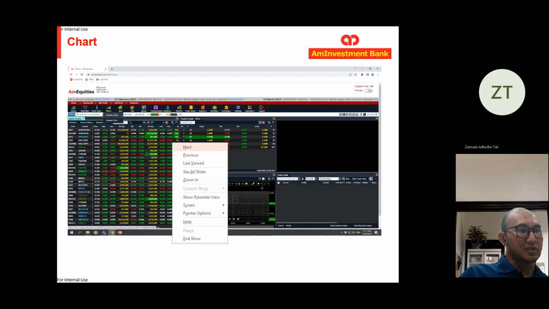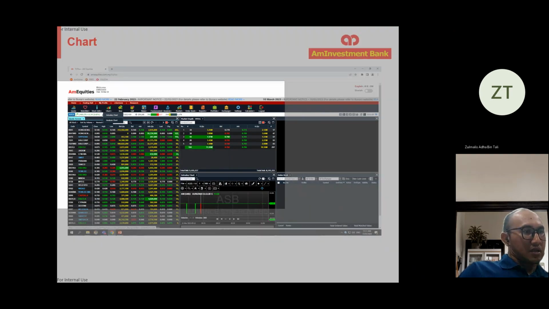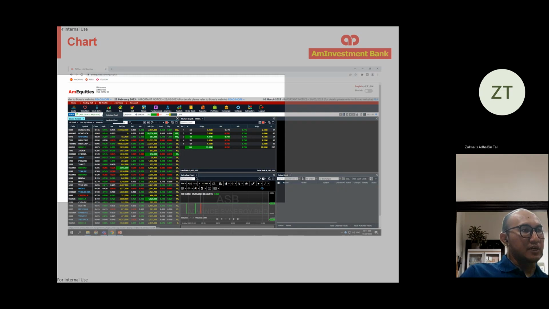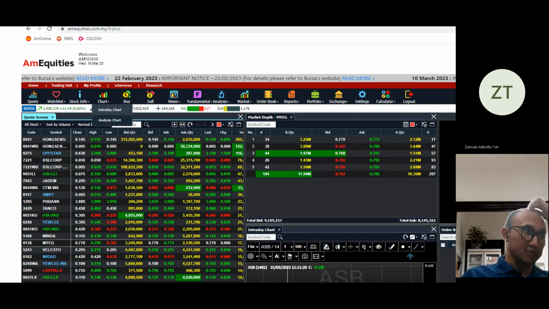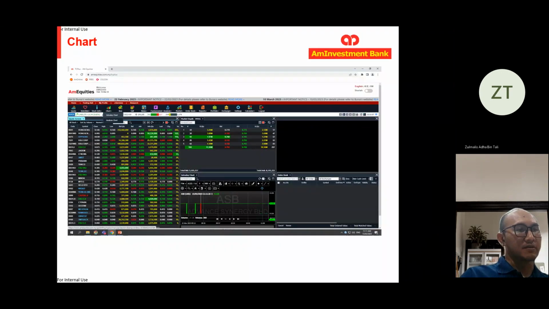Okay. Now let's go through the chart. If you go to chart here, you can see two charts. One is intraday chart and another one is analysis chart. Analysis chart is more on historical chart. Intraday is for intraday, right?